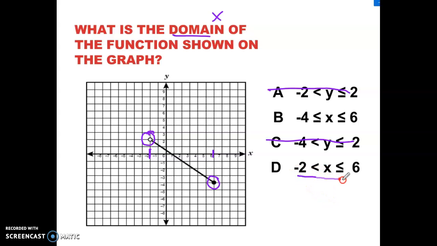So D is our answer right here. It goes to -2 but does not include it, but we include the 6 because of how the open and closed circles are at those endpoints.